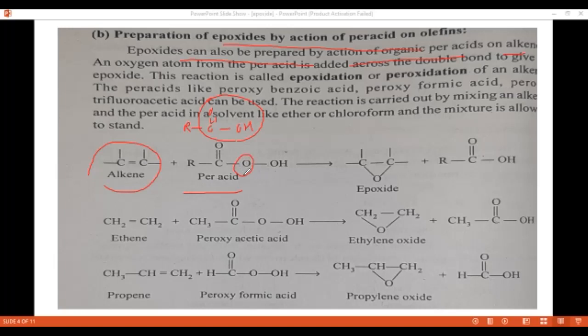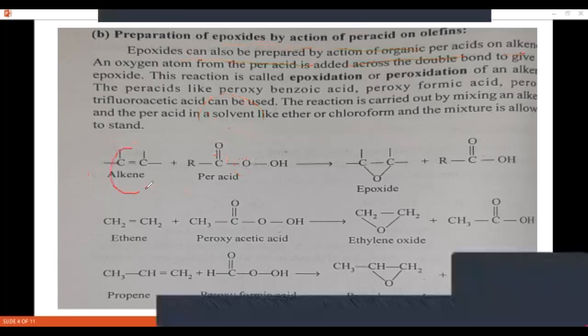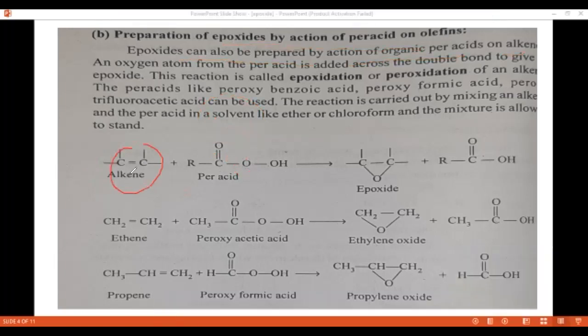The lone pairs are present on the oxygen atom; it is electron rich, an electronegative element. So the electrons can be delocalized, and the negative charge is present on the oxygen atom of the peracid. Now the alkene, the carbon-carbon double bond, reacts with the peracid, and then the epoxide is formed.